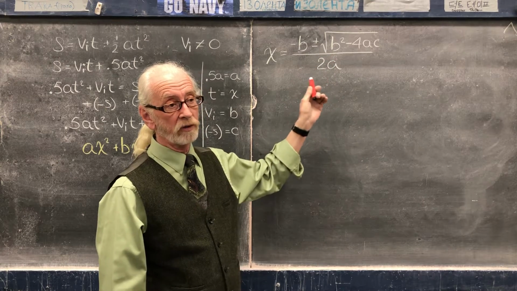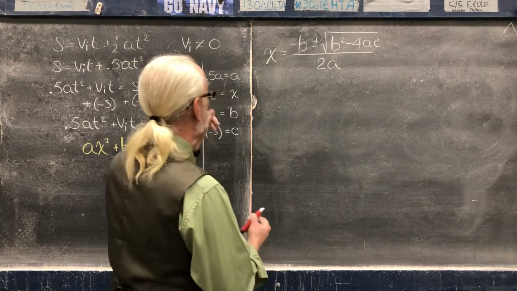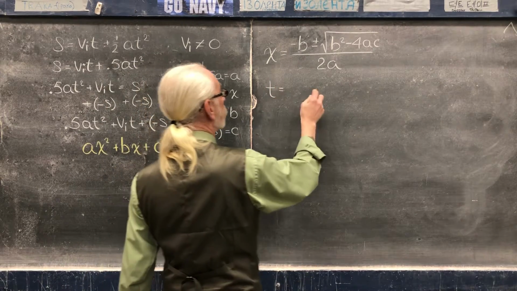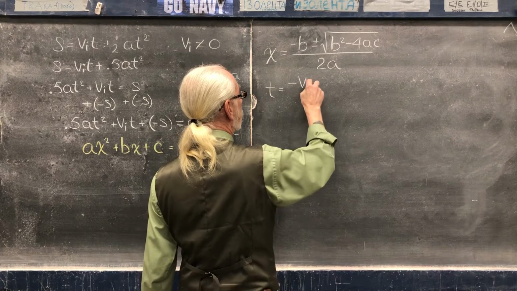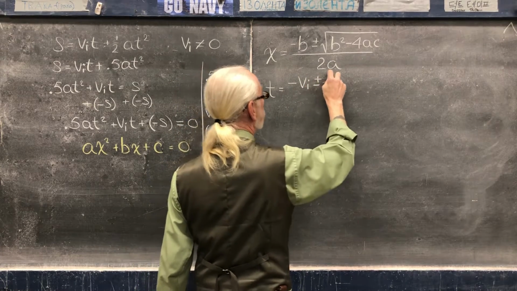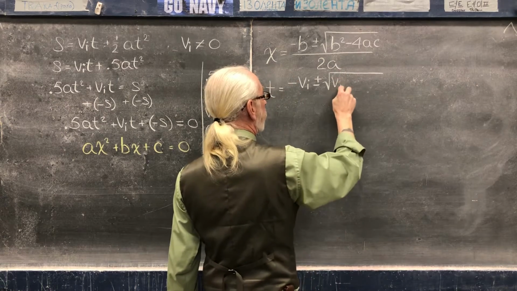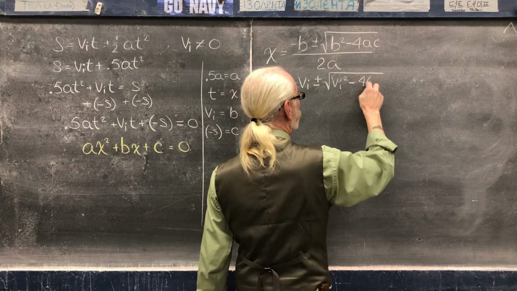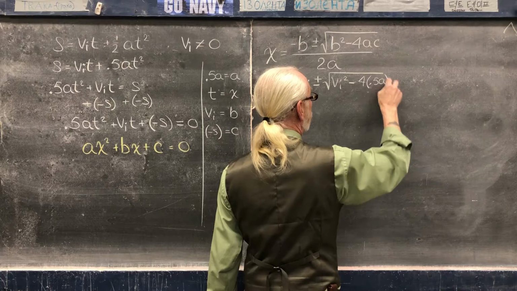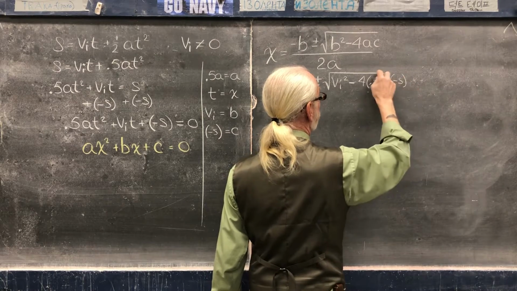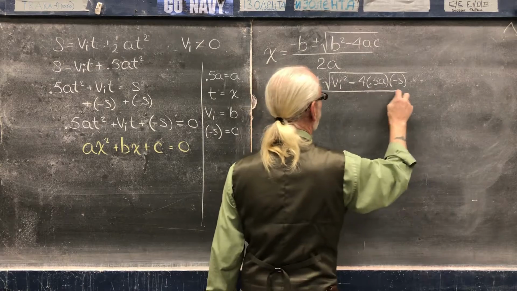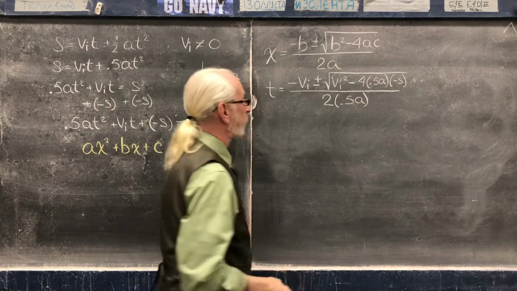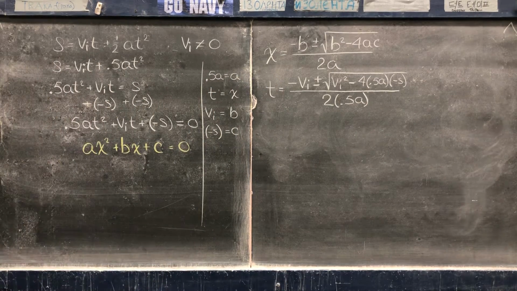So now let's put our original symbols back in and see how this works. So now we have t equals negative vi plus or minus the square root of vi squared minus 4 times 0.5a times negative s, over 2 times 0.5a. Now that's kind of messy, but it cleans up pretty good.